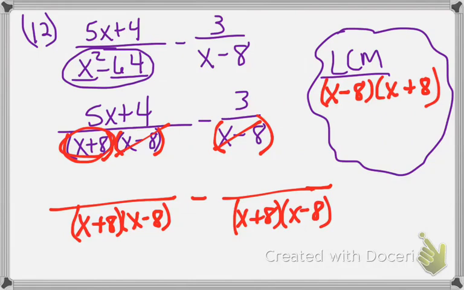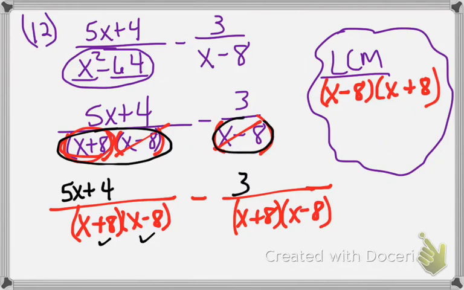Okay, now what does that do to my numerators? Well, 5x plus 4, the old denominator and the new denominator are the exact same, so 5x plus 4 doesn't have to change at all. For 3, the old denominator was x minus 8. The new denominator has the x minus 8, but it also has x plus 8. So I have to put that in there.